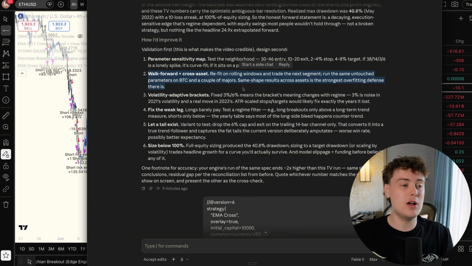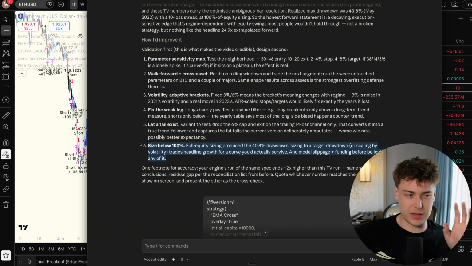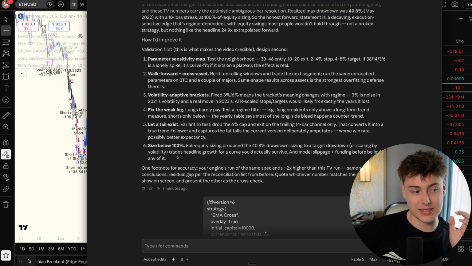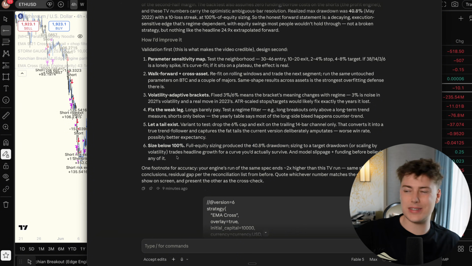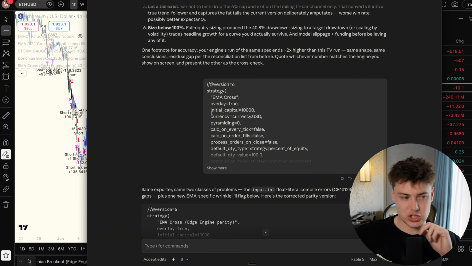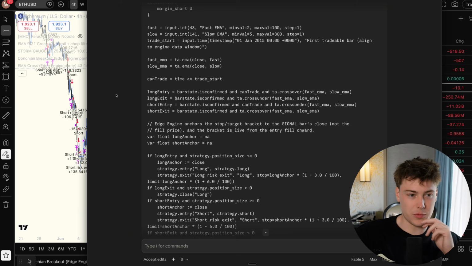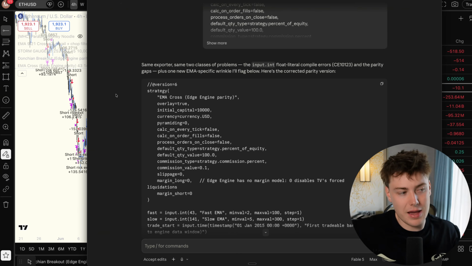So you want to make sure that more often than not, it actually serves that purpose. And probably one that's very important is number 6 here, sizing below 100%. So this is running an example on full equity sizing. Obviously, you want to have a max limit per trade, which is going to change the numbers significantly. You would never be going all in on a trade, or using even linear amounts on a trade.